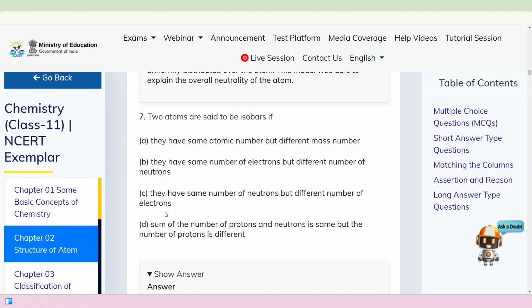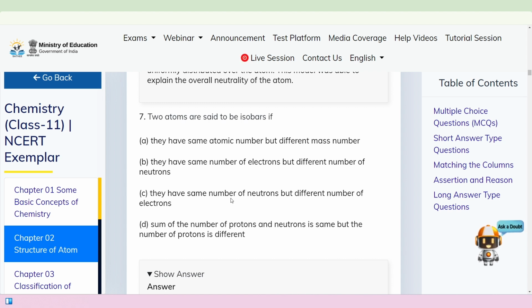Next is, two atoms are said to be isobars if, so what are isobars? Those which have the same mass number but different atomic number are called isobars. So the first option, same atomic number but different mass number, is incorrect. Same number of electrons but different number of neutrons is also incorrect, because same number of electrons means same number of protons also. That means the atomic number is same. Okay, so this is incorrect.